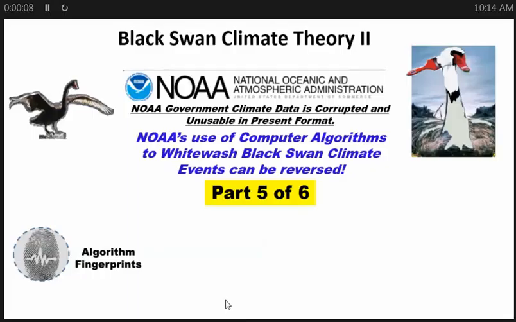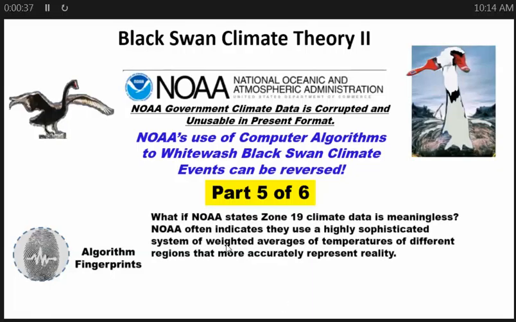This is Black Swan Climate Theory, the June edition, part 5 of 6. The section is called Algorithm Fingerprints. I'm trying to comprise a hologram so you can look at all aspects of the algorithms that I believe, in my theory, NOAA has used to transform Maine climate history as well as that of the United States.